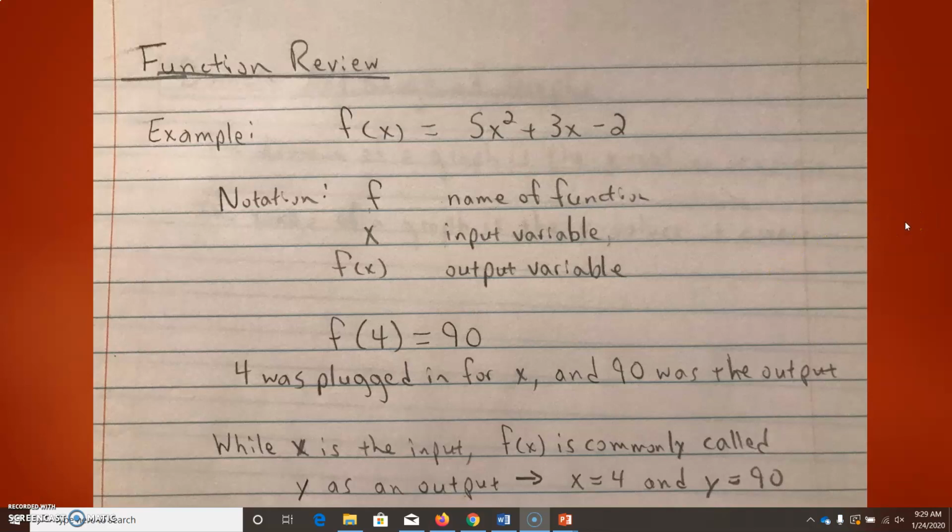Hello, welcome to this function review. Basically a brief overview of functions and their notation and how to use them.